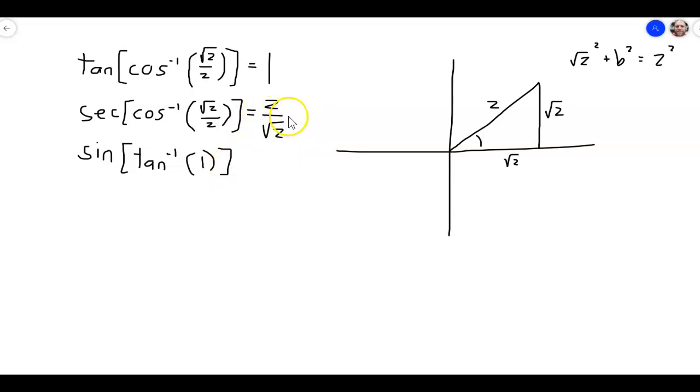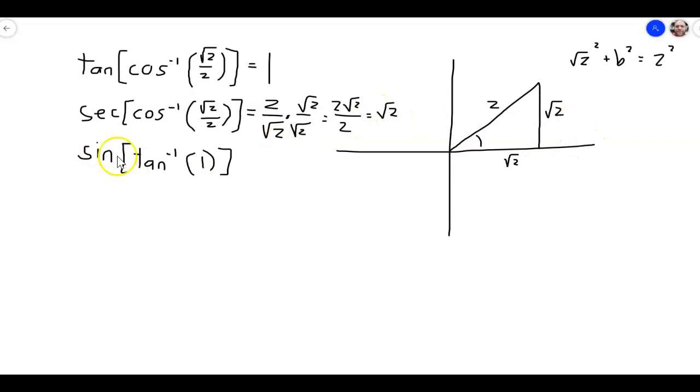If you wanted to rationalize the denominator, you could do that as well, just by multiplying both the top and the bottom by root 2. So that'll give you 2 root 2 over 2, which just reduces down to root 2. So either one of those will work just fine. So either 2 over root 2 or root 2.